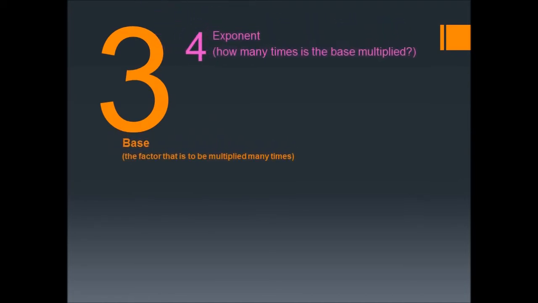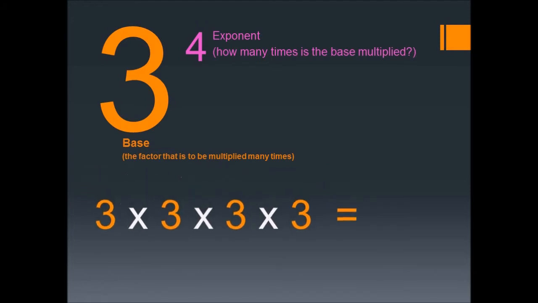In this case, we have a base of 3 and an exponent of 4. The 3 is being multiplied numerous times. The 4 tells us that it's being multiplied 4 times. 3 to the 4th power looks like this.